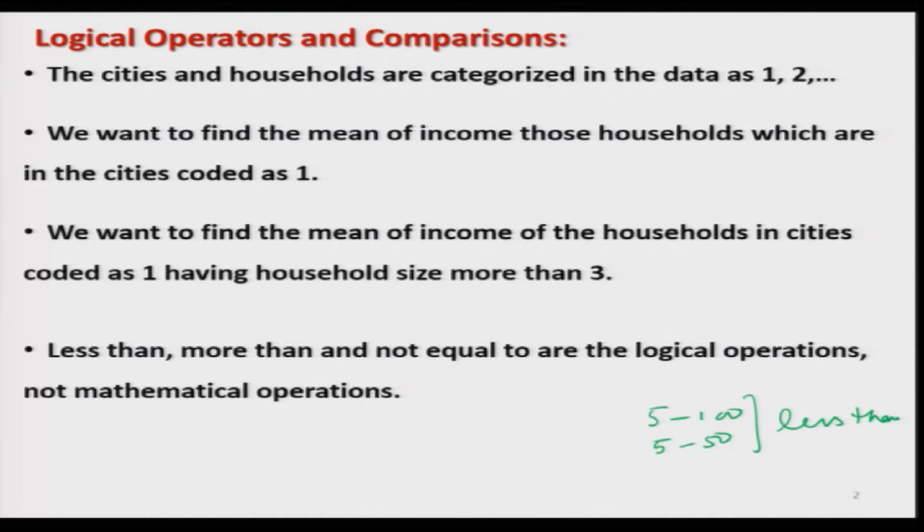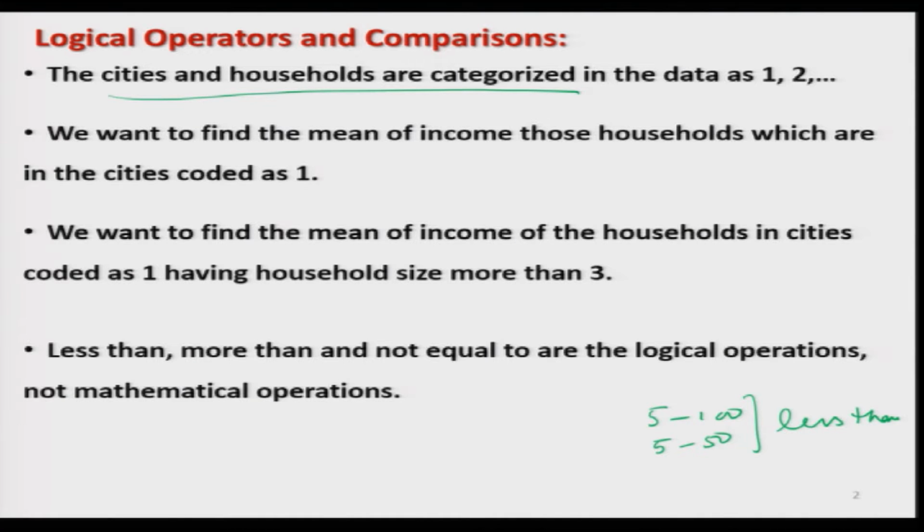Now, in order to explain these logical operators, let me take a very simple example. Suppose we have a data set in which the cities and the households, which you can take as families, are categorized. For example, if I take cities like Kanpur, Kolkata, Delhi, Mumbai, etc., they are coded as 1, 2, 3, 4. And in every city there are people, there are families, there are households.